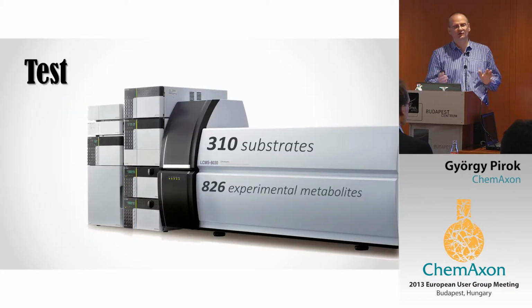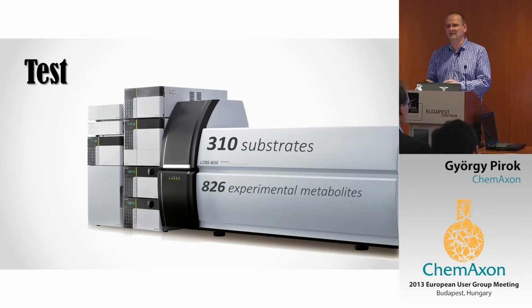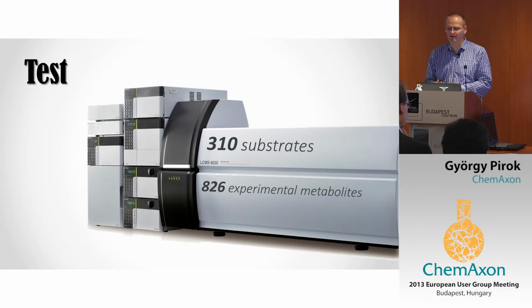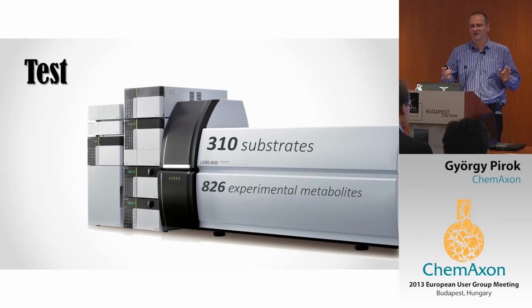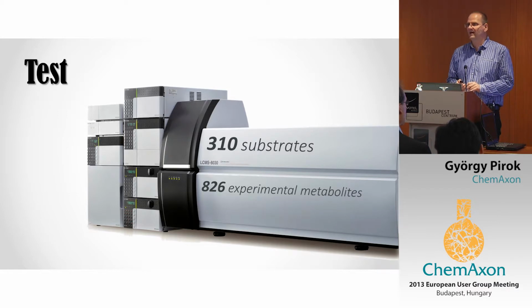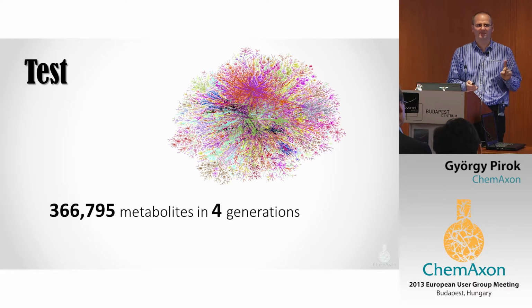We did the test. I don't call it validation because we didn't use fully independent training and validation sets. So it was just a test because it was partially independent. We collected 110 drugs from the literature and then 826 experimental metabolites. We enumerated more than 300,000 metabolites in 4 generations. So about 1,000 metabolites for each substrate.